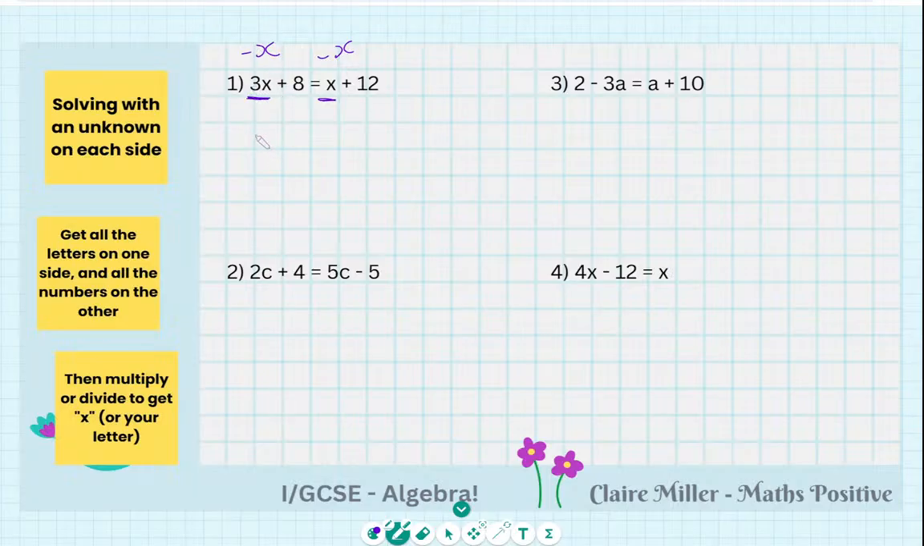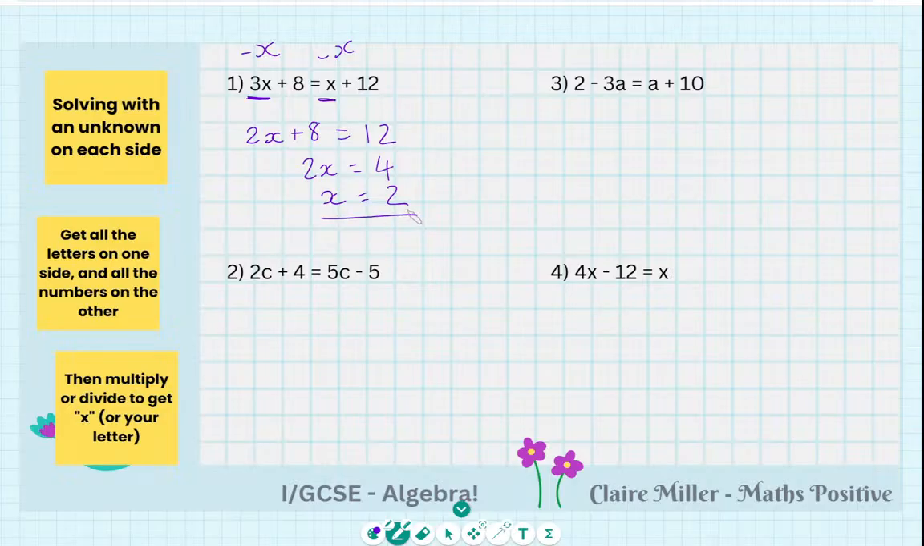So 3x take away x, that's going to give us 2x plus 8 equals x take away x is just 0, nothing. 1x take away 1x is 0x. So that's going to leave us with 12. Okay. So now we're back to the kinds of questions we were doing before. So I'll do this quickly. We're taking 8 off each side. So we're going to have 2x equals 12 take away 8, which is 4. And then we're dividing both sides by 2. So we're going to end up with x equals 2 as our final answer.